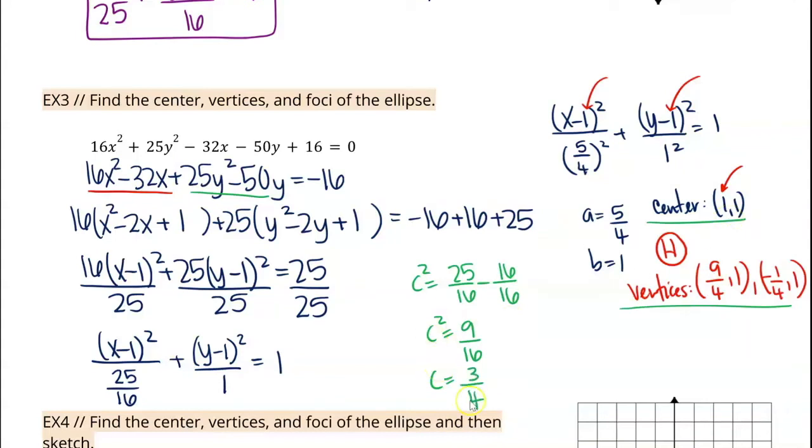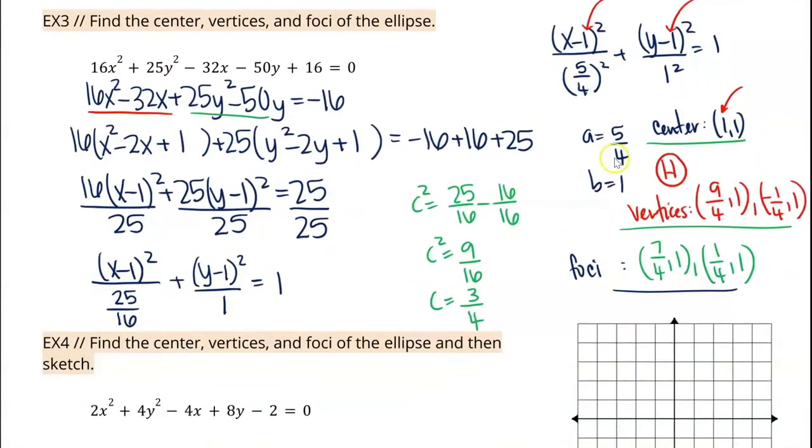Same kind of thing, we're not finding co-vertices. For the foci, I want to go in the horizontal direction because it's the same direction as the vertices. So from 1, 1, I'm going to add 3/4 again to that x coordinate. So 4/4 plus 3/4 will be 7/4. And 1 minus 3/4 would be 1/4. And that's good because these shouldn't be as far out as the vertices are. The vertices are further away. So that's the last piece. Those are the foci. And that's everything they want.